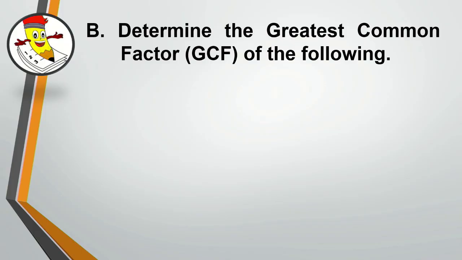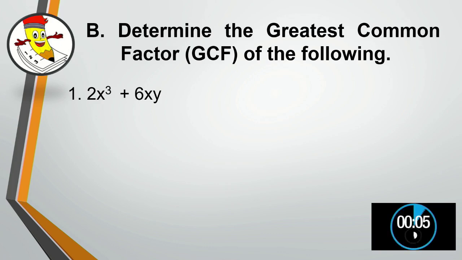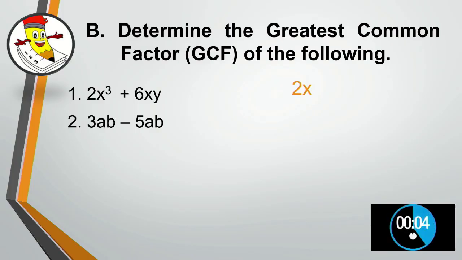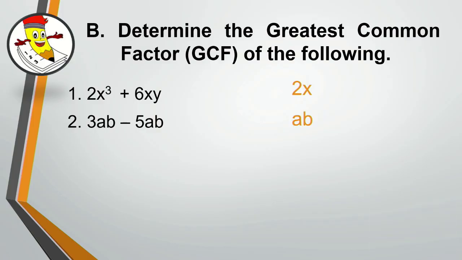For exercise B, determine the greatest common factor of the following. You're given 5 seconds to answer each item, which we will check right after the time is up. Number 1, 2x cubed plus 6xy. The correct answer is 2x. Number 2, 3ab minus 5ab. The correct answer is ab.